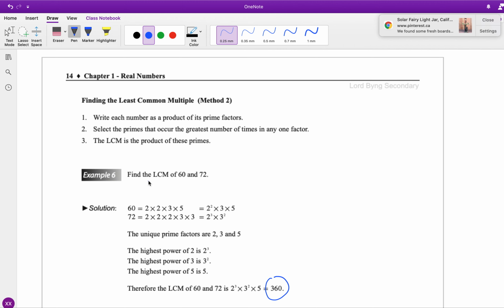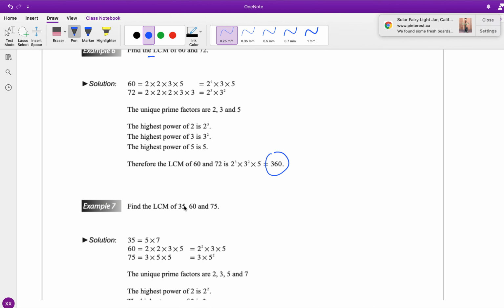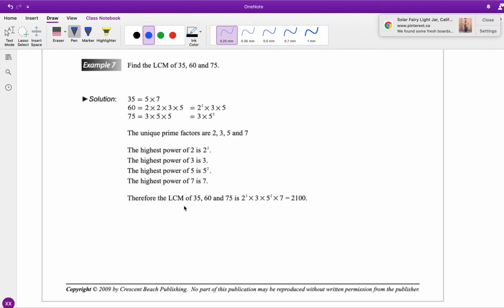So, for the least common multiple, you're looking for the highest powers. For the greatest common factor, you're looking for the lowest powers. Well, then that's about it. Then we've finished 1.2.